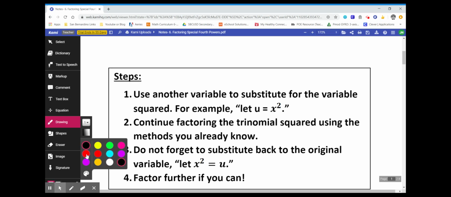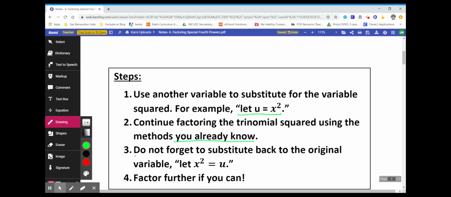First step is to use another variable to substitute for the variable squared. For example, I like to use u substitution. The next time you will hear the term u substitution will be in calculus, but let u equal something. In this case, I have let u equal x squared. Step 2, continue factoring the trinomial by using methods you already know. Again, you already know how to do this. We're just going to make it look different.